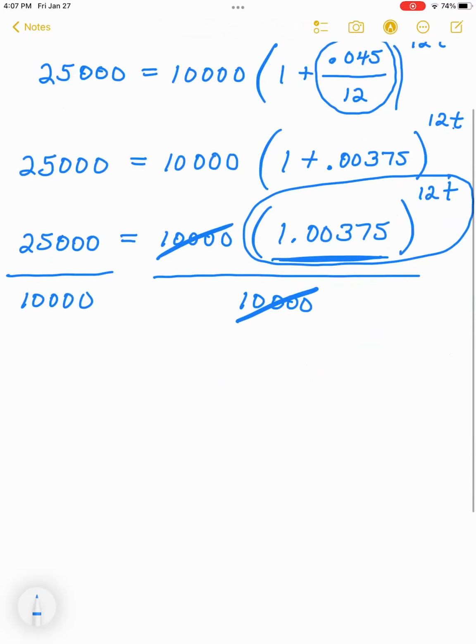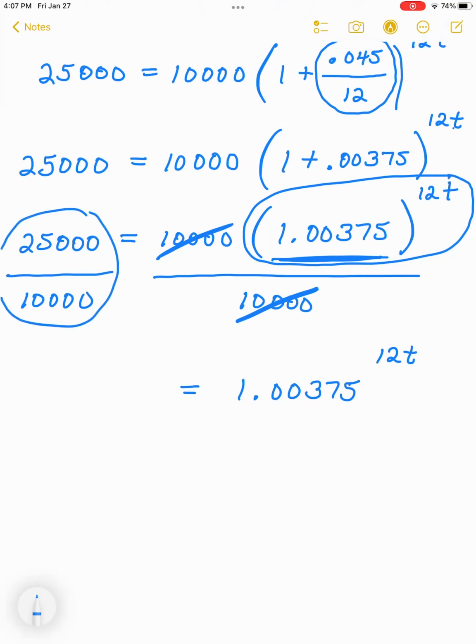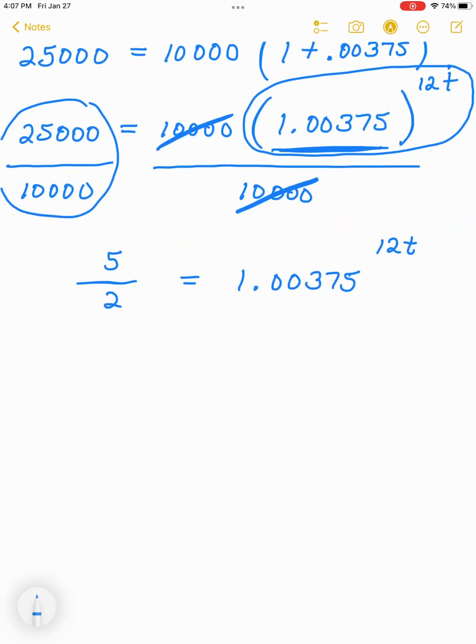So those 10,000s will cancel, and what I have remaining is 1.00375 raised to the 12t power. And then we know from a previous video that 25,000 over 10,000, this fraction on the left, just reduces down to 5 over 2. Now I've got the base and its exponent isolated on that one side.